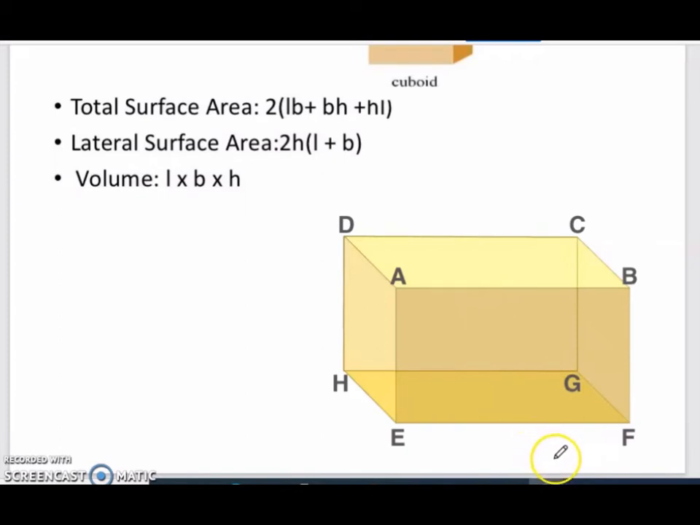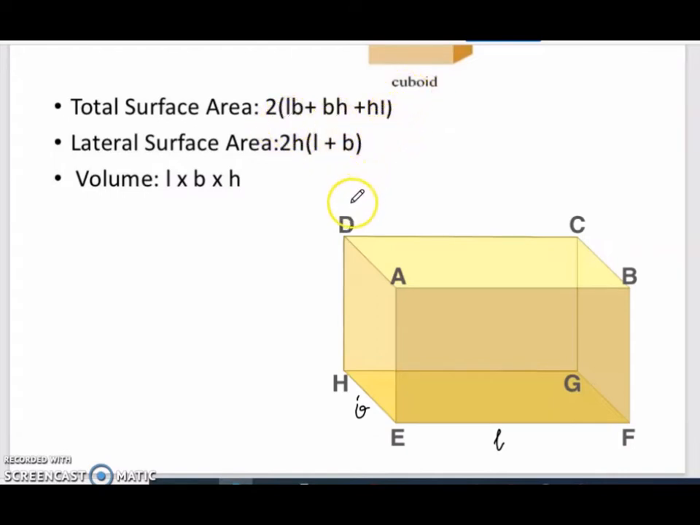Now length into breadth is being multiplied 2 times because this is the length. If you take this EF as the length, this as the breadth, so this will be LB. Same with this also. For this rectangle also it will be length into breadth. Then breadth into height also, there are 2 surfaces, front and back, and height into breadth, there are 2 surfaces. So total surface area of a cuboid will be 2LB plus 2BH plus 2LH. Or you can take 2 common and write it like this.